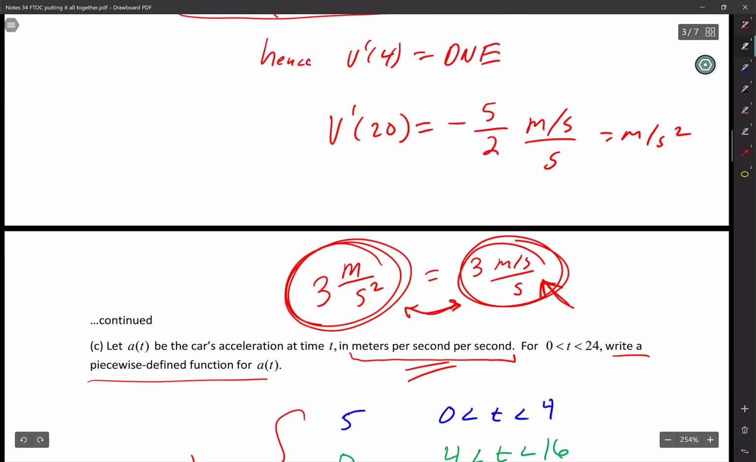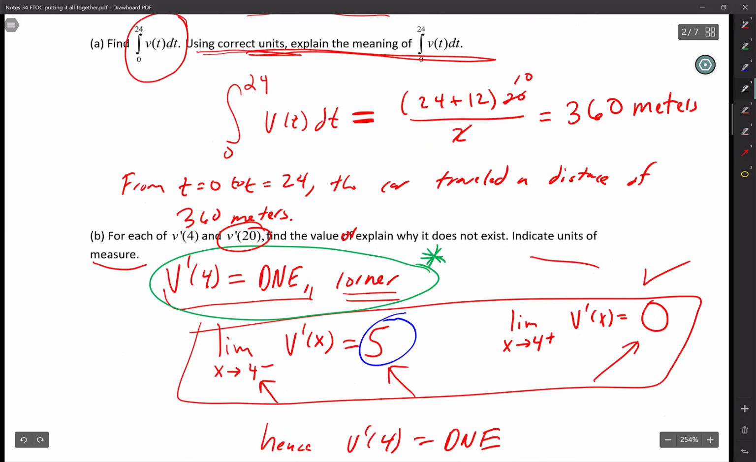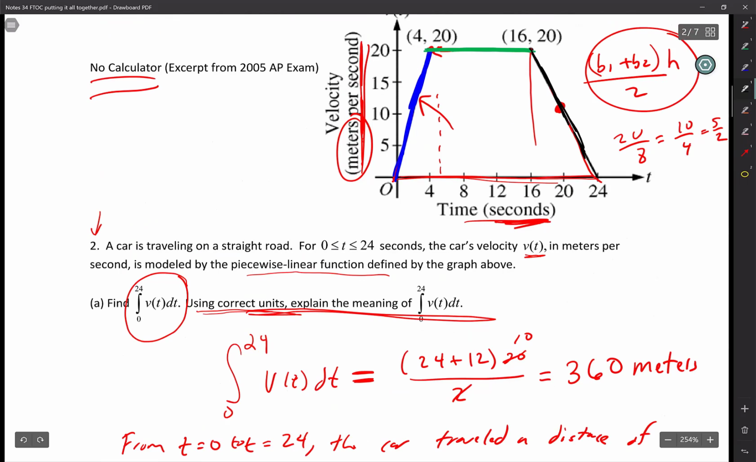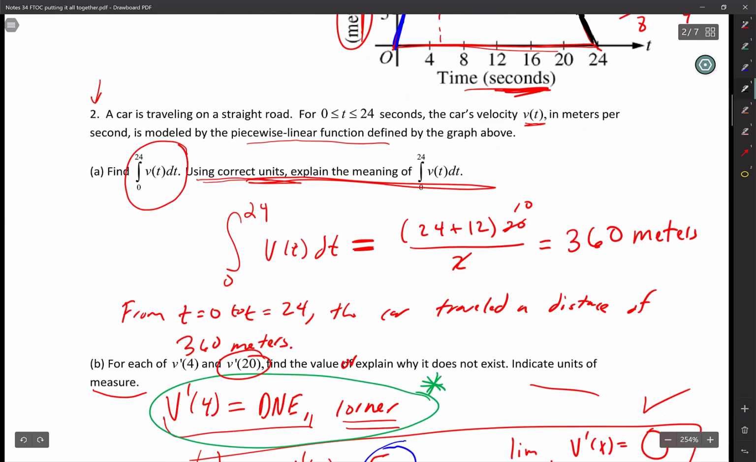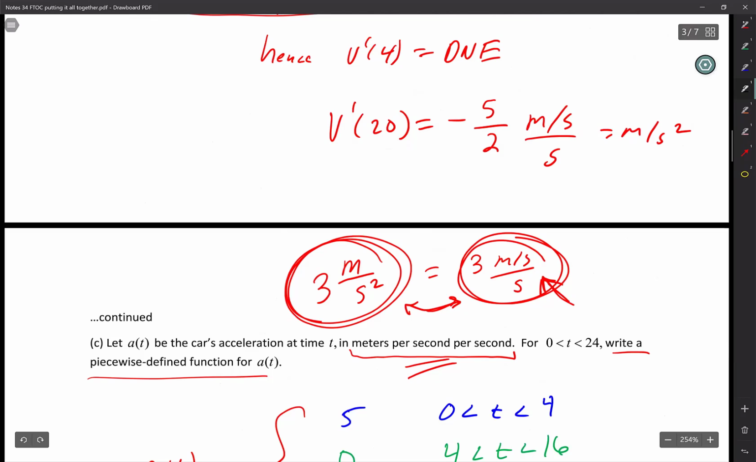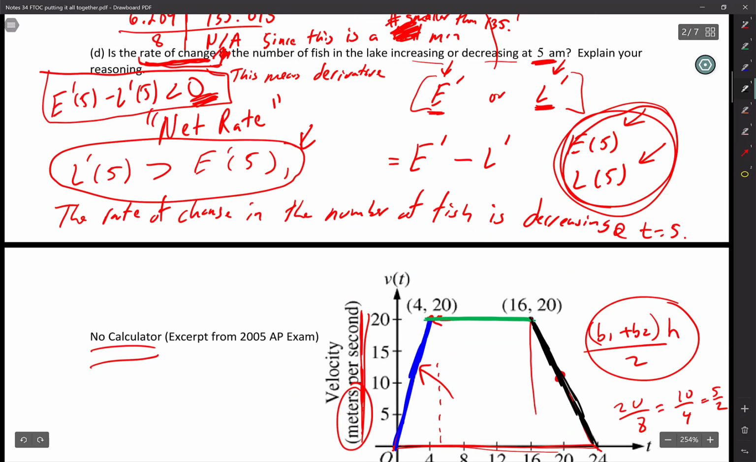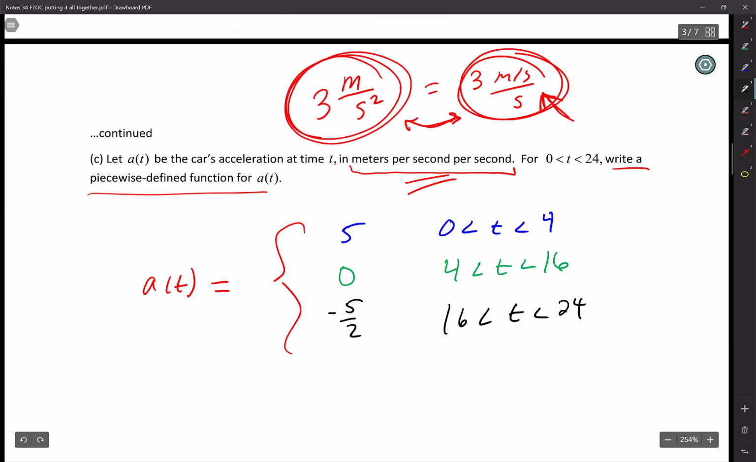Okay, now the last one here, I'll do it in black. Ms. Carreon, can you hook me up with the slope of this one in black here? Negative 5 over 2. I think we had already found all of them. So I think College Board would be nice on this one. 16 all the way to 24. Do not put equal signs. And there it is, piecewise function from algebra 2. We're not putting equal signs in the bottom because the acceleration does not exist at 4 and at 16 because of the corner.